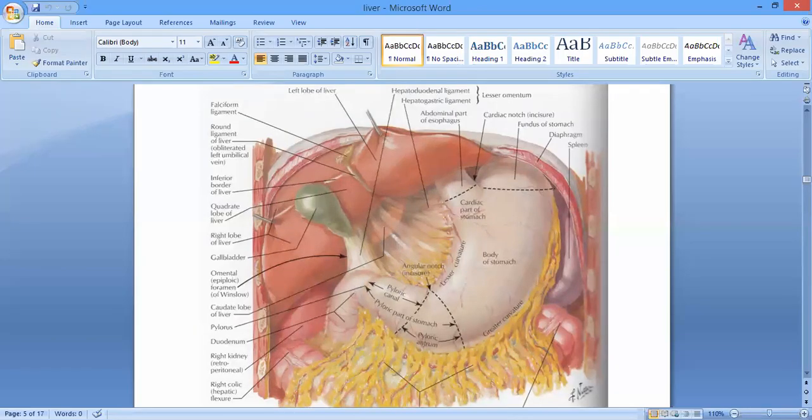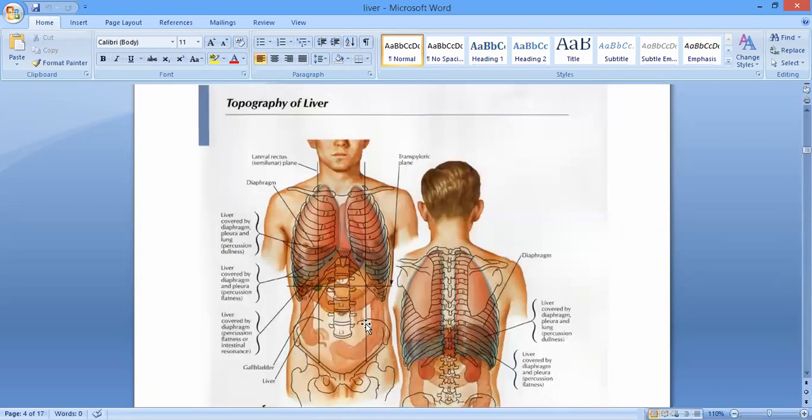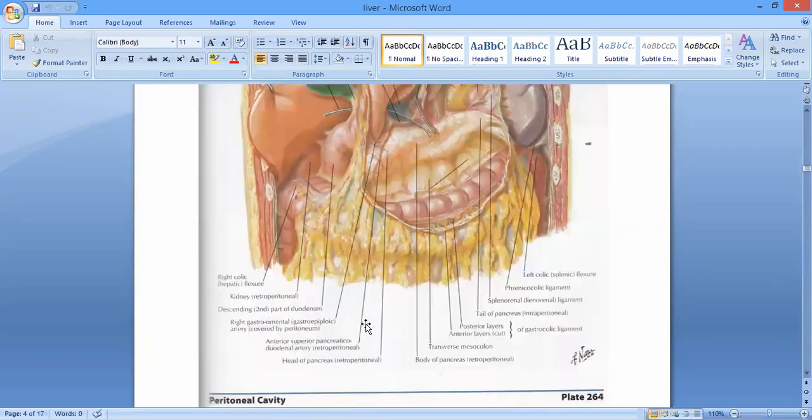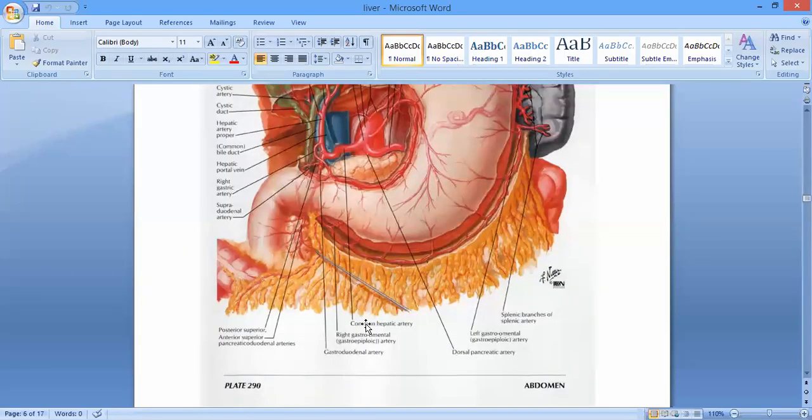Now we'll go for the segments of the lobes of the liver. ठीक है जी? We'll talk about it in detail now.